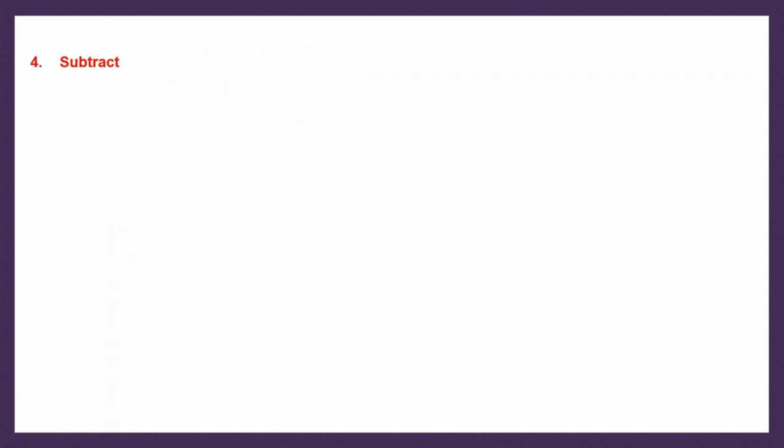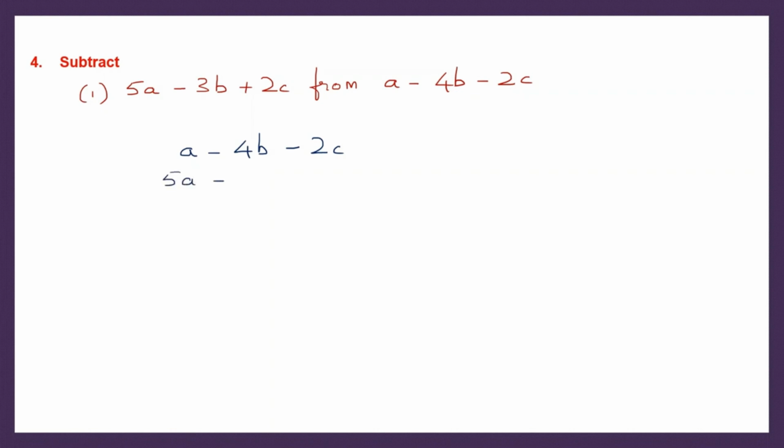Next question, subtract 5a minus 3b plus 2c from a minus 4b minus 2c. So now we have polynomials. Let's arrange them in columns like we did for addition and then subtract. So when we have the word from, that means what comes after that should be written first. So let me write a minus 4b minus 2c. I'll write that first. Below that I will write 5a minus 3b plus 2c.